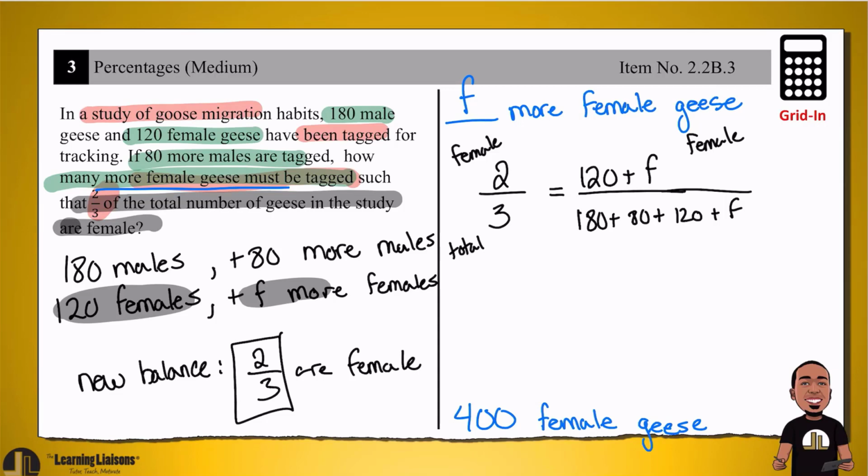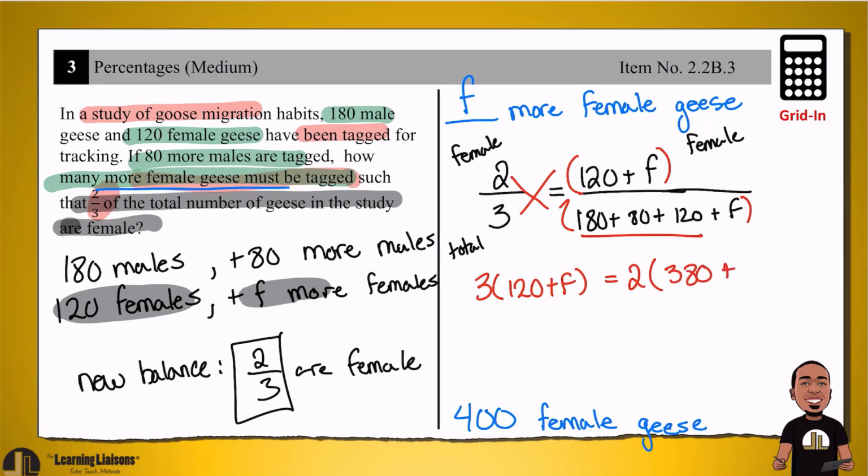So from here, this is a proportion. All we have to do now is solve. Cross multiply, and divide, and then solve. So here we're going to have 3 times 120 plus F, and on the right side, we have 2 multiplied by, and I'm going to add these together. 180 plus 120 plus 80 is 380. Because from here now, we're going to distribute here and distribute here. So we're going to have 360 plus 3F equals 760 plus 2F.